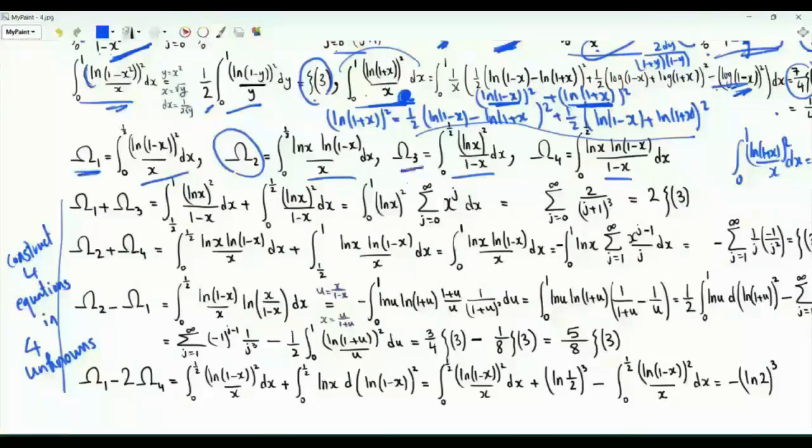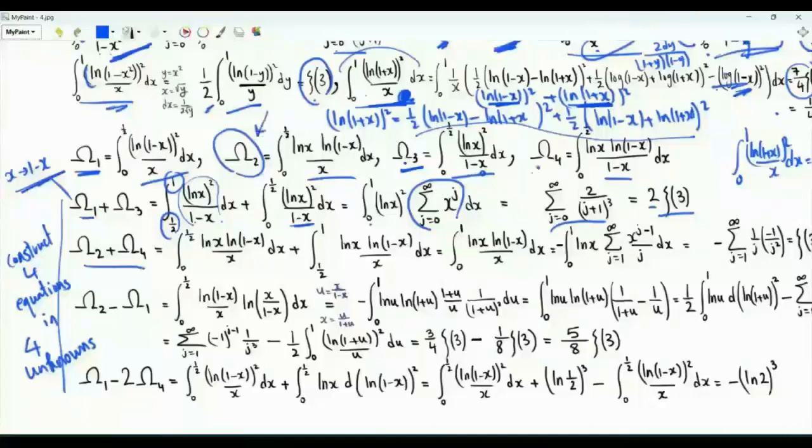Let's start with the sum of omega 1 and omega 3. In omega 1, change x to 1 minus x. In this case, the integrand becomes the square of ln x over 1 minus x, and our integral now is from 1/2 to 1. Doing this change, the integrand is exactly like what we see in omega 3. We can now combine the 2 integrals as one integral from 0 to 1. 1 over 1 minus x can be written as this summation here. If we integrate term by term, we get 2 divided by (j plus 1) cubed. This sum is equal to double zeta of 3.